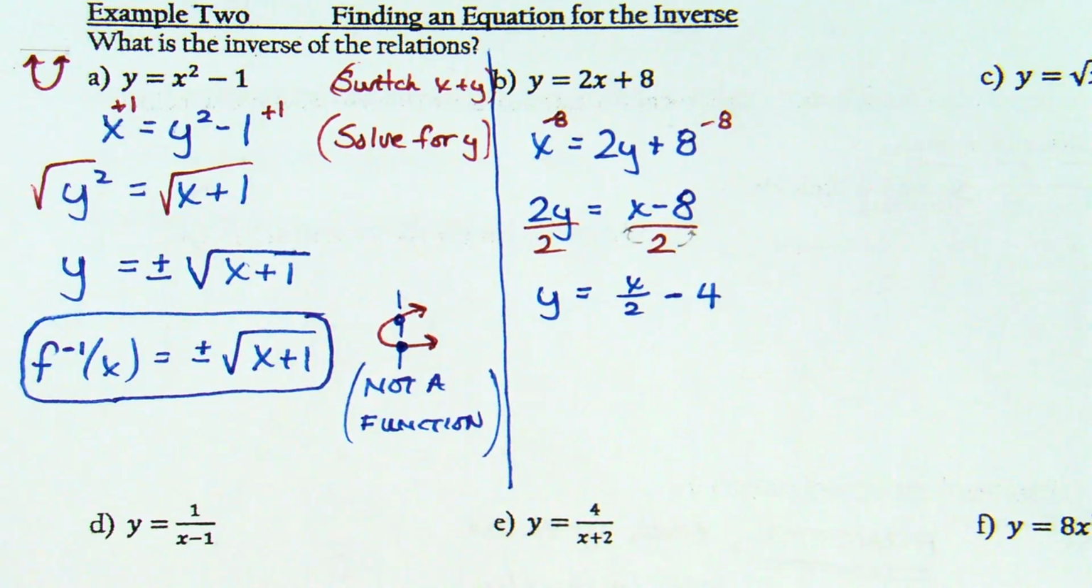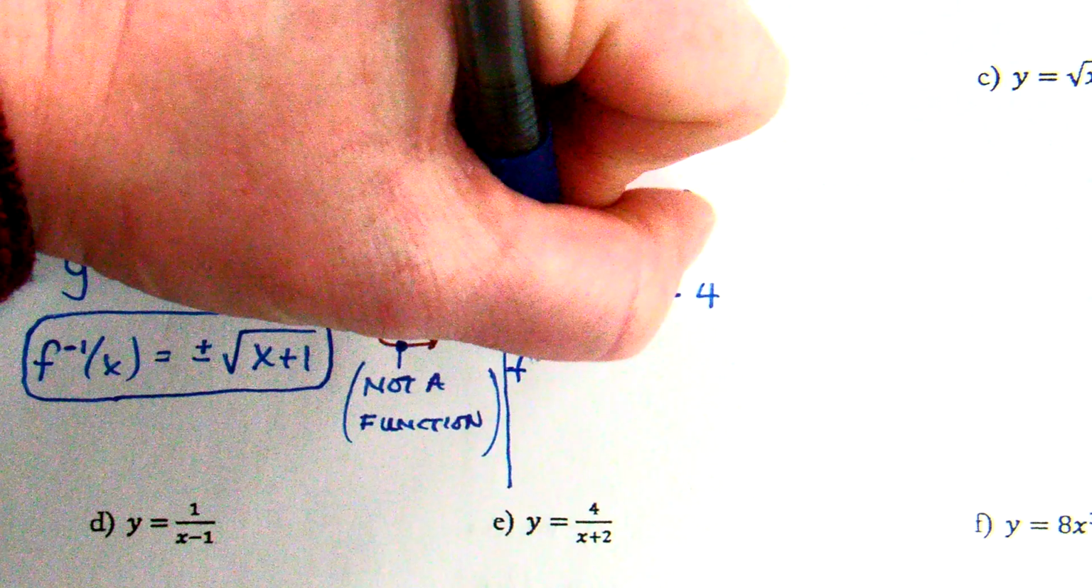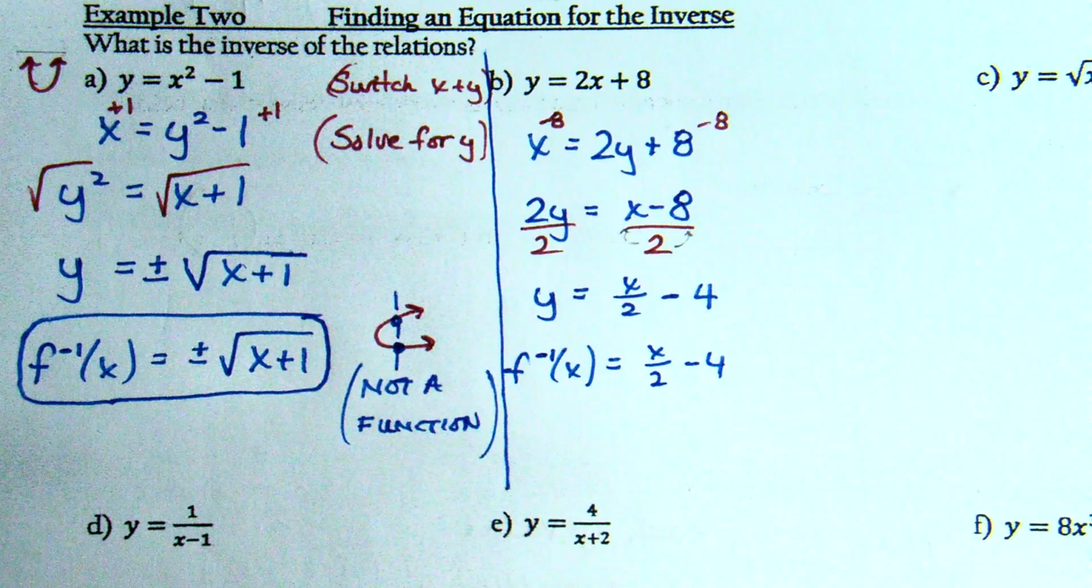Now, officially, those are our 2 steps. If you want a step 3, let's write it with proper notation now that we have it Y equals. What do I mean proper notation? Yeah, write it with the F inverse notation. So replace the Y with F inverse of X equals X over 2 minus 4, or X minus 8 all over 2.